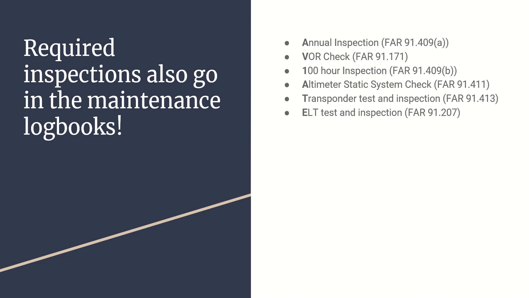We have the altimeter static system check. We've got the transponder check and inspection and the ELT. So all of these regulations are where these particular checks come from, just so you have some reference. And yes, Part 43 is about maintenance, but sometimes there are general operating rules about how often that maintenance should take place that is displayed in Part 91. So that's why all of these regulations come from there.